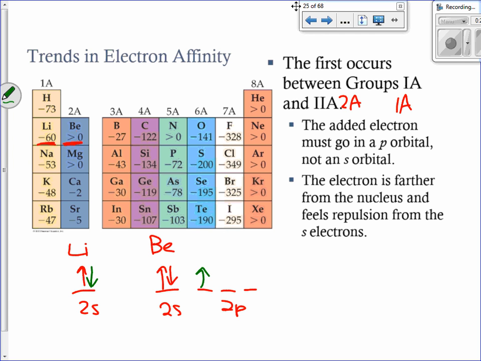Okay? So this is where that discrepancy is playing a role, because we're adding it into the 2p now. More electron repulsions there, and it's higher energy because the 2p is a higher energy level. So it's not as stable and wanting to do so.